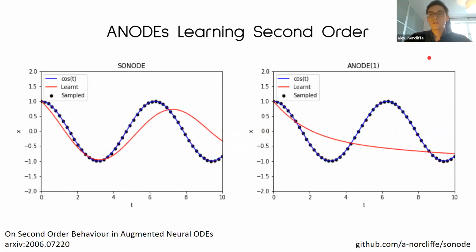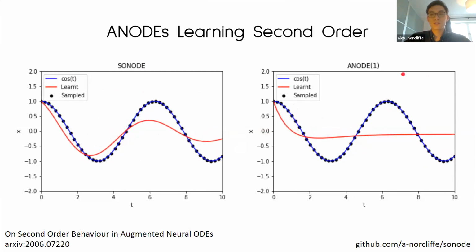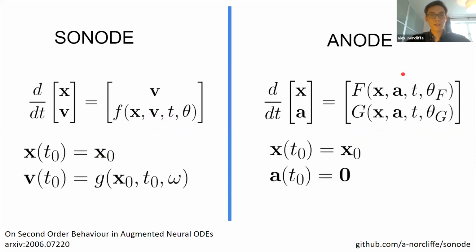And so this shouldn't be too surprising, because if we look at the functions again, we see that they can be made quite similar. So we start with the SONODE equation: dx/dt is v, dv/dt is f, and we've got initial conditions. And then the ANODE equations are dx/dt is given by some function, capital F, and da/dt is given by some capital function G.